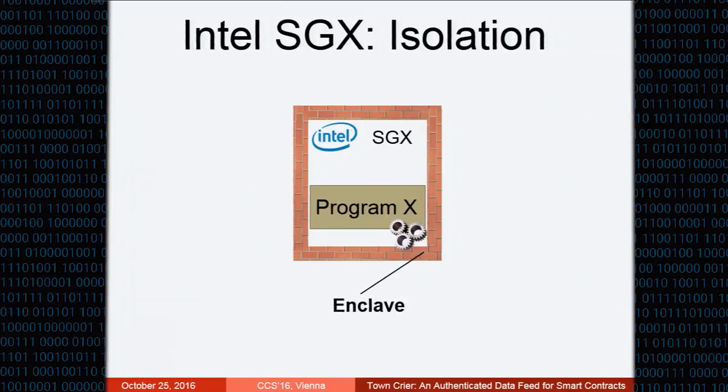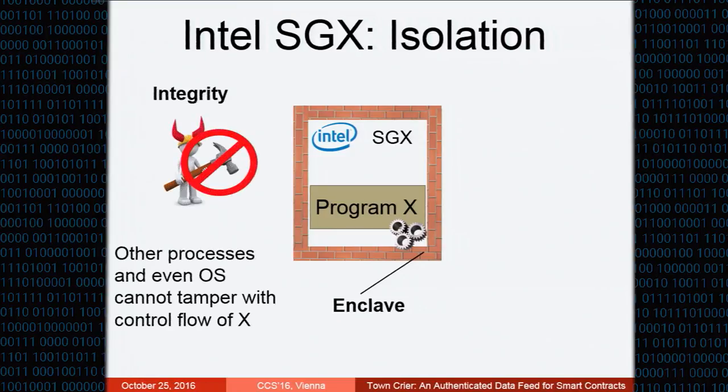A little background on Intel SGX. SGX is a recently released trusted hardware technology from Intel. It implements an abstraction called the trusted execution environment. You can think of this trusted execution environment as a secure box, or a so-called enclave, for your program. Once your program X is running in this secure box, you will have nice guarantees.